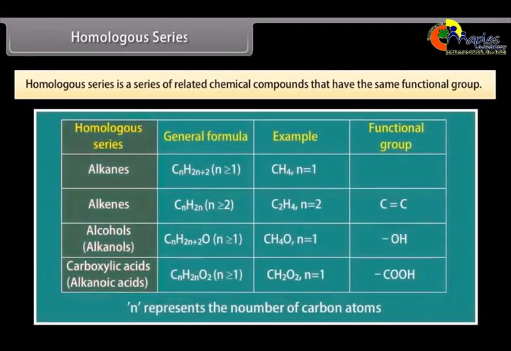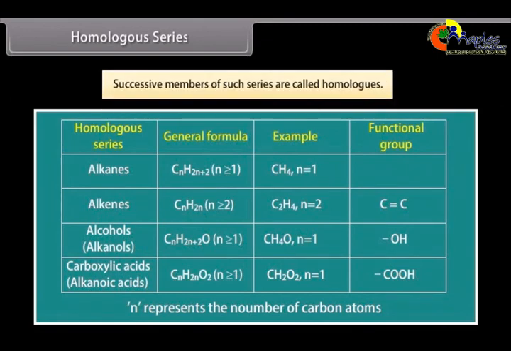Homologous series. Homologous series is a series of related chemical compounds that have the same functional group. These differ in formula by a fixed group of atoms. The successive members of such series are called homologous.